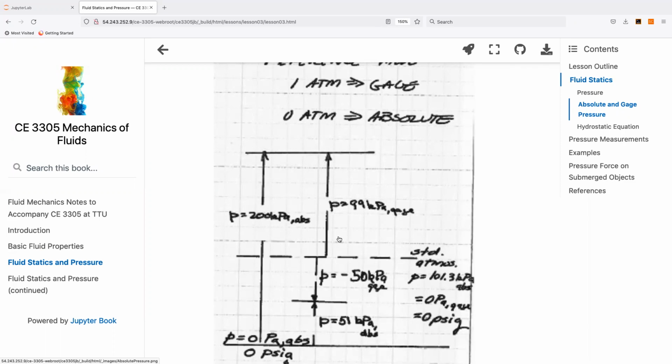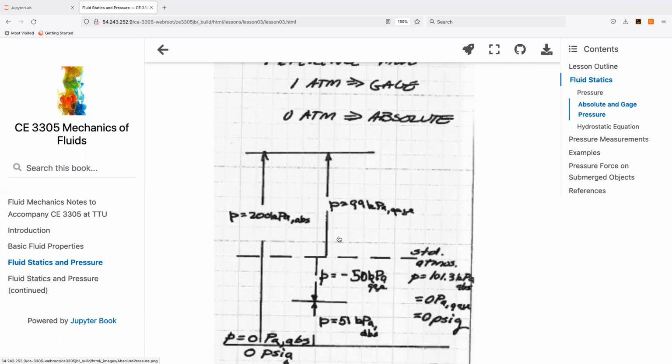Notice that the letter of the alphabet changed from an A to a G. And then moving up greater in the pressure column, we go up to 200 kilopascals absolute, which is equivalent to 99 kilopascals gauge. And that's the difference between gauge and absolute pressure. Most pressures you'll encounter in practice are probably gauge pressures.